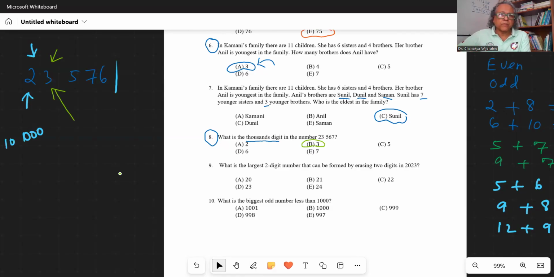Okay, so we go to the next question. What is the largest 2-digit number that can be formed by erasing 2 digits in 2023? Again, it says 2-digit number, so it means a number which has only 2 digits, right?